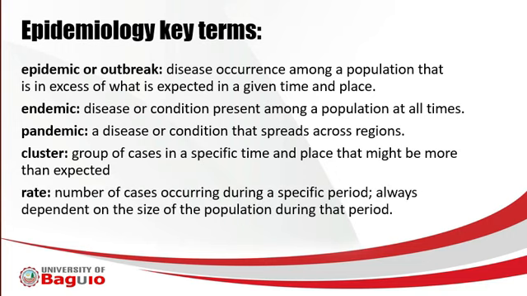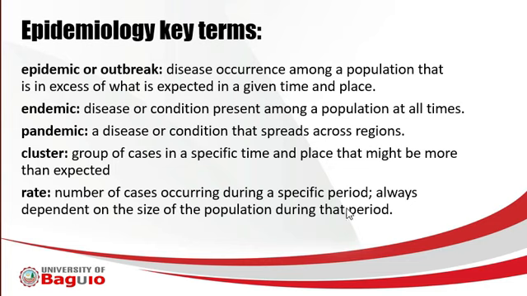So instead of using number of cases, we are using the term rate. Okay? So rate of COVID-19, rate of let's say hypertension. Those are number of cases occurring during a specific period, and this is always dependent also on the size of the population during that particular period. Okay, so those are a bit more in line with epidemiology, the term cluster and the term rate. So what is important is that you know the different terms, which is the epidemic, endemic, and then pandemic.